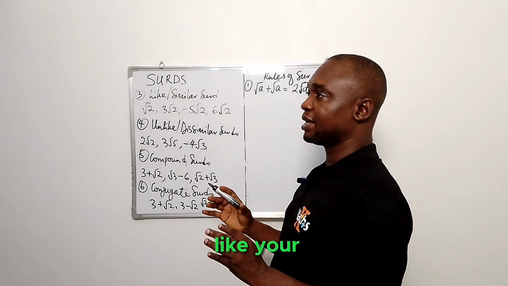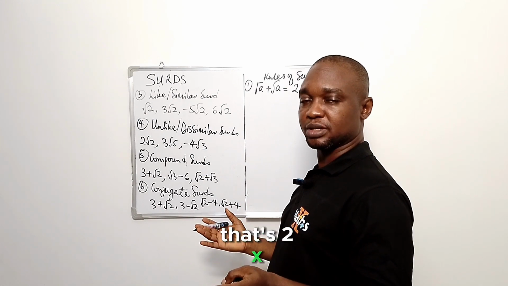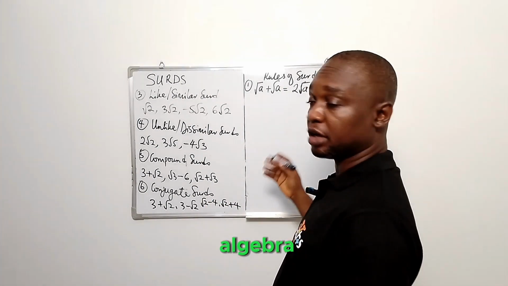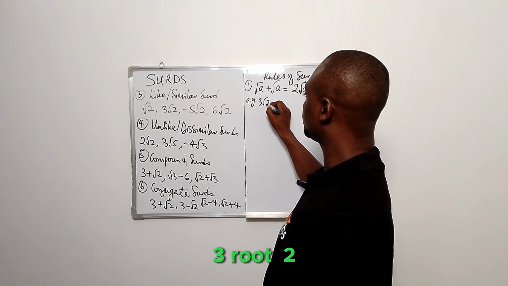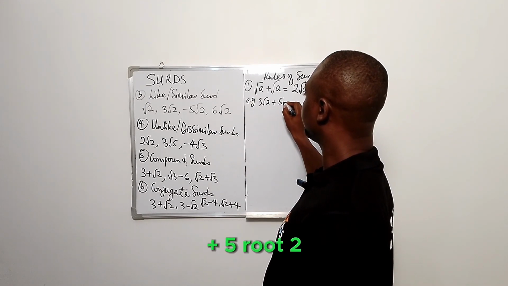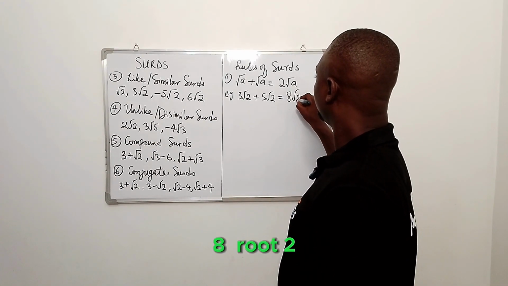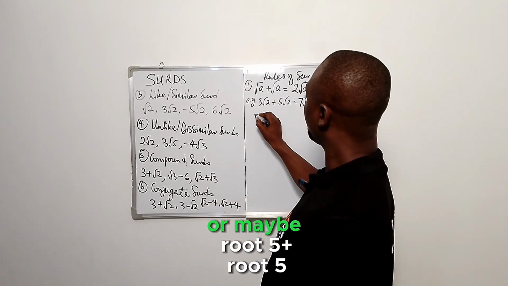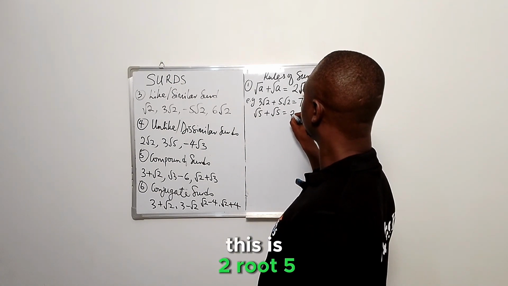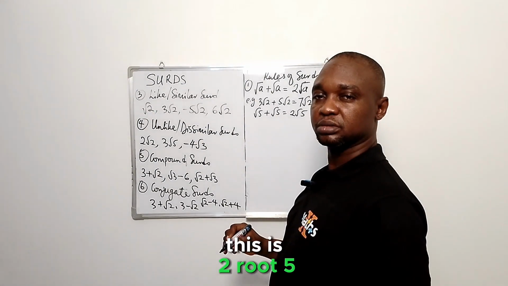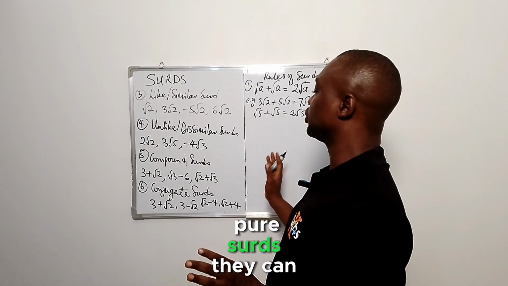They behave like your x plus x. That's 2x, which we use in algebra. So an example of this would be 3 root 2 plus 5 root 2. We end up having 8 root 2. Or maybe root 5 plus root 5. This is 2 root 5. So where we have two similar pure surds, they can add.